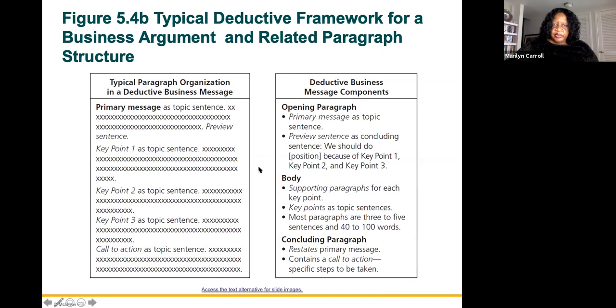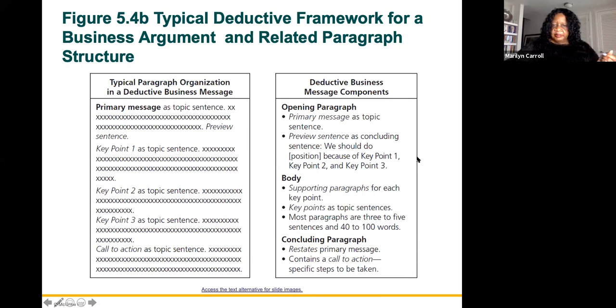So, typical paragraph organization in a deductive business message. Here are the components of it. The primary message is the topic sentence, and the concluding sentence reviews it: we should do what, because of point 1, point 2, point 3.